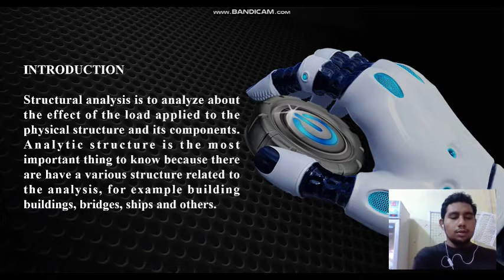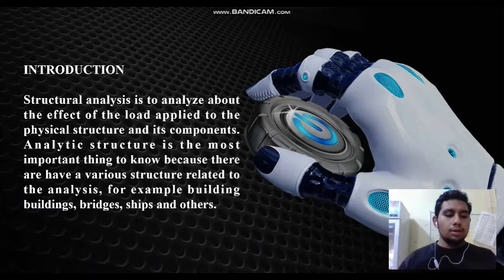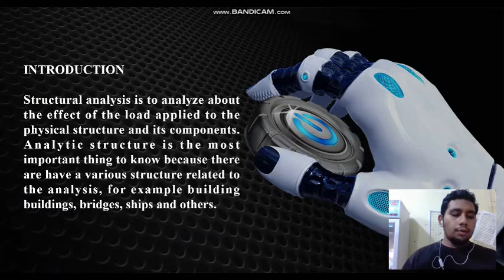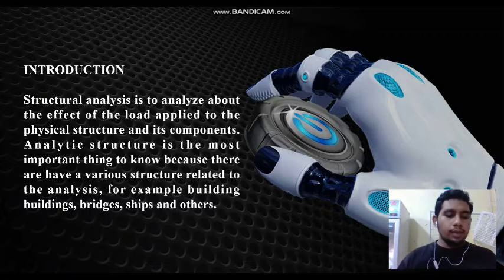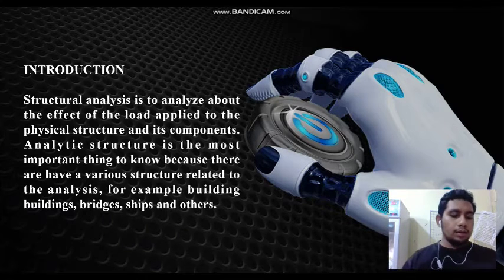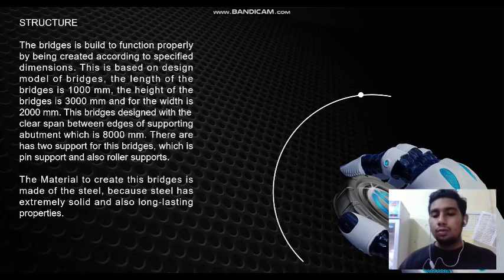This project also helps increase our knowledge about structure analysis, the statics and mechanics of the material, and the analysis of the internal and external strength as well as structure deflection, which can be made through modeling and simulation with applications such as Pro and AutoCAD. That's for the introduction. Next we go to the structure.